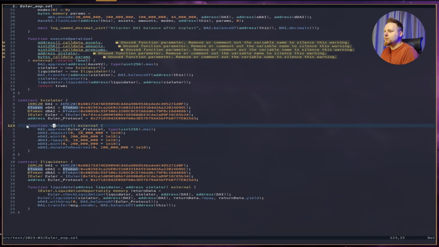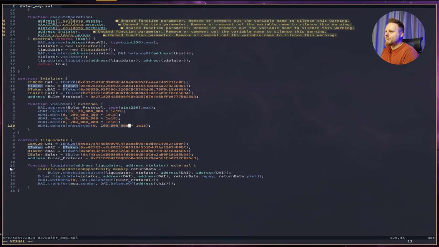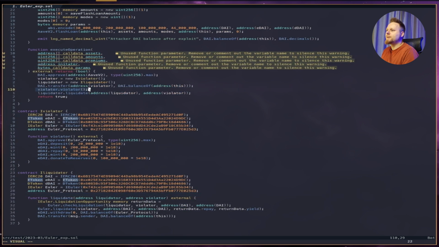So what does the violator do? It deposits 20 million DAI, then mints 200 million DAI, which is like 10x leverage, repays 10 million and mints an additional same amount in the case of this particular hack, and then just donates 100 million of DAI to reserves. And after the violator does his job, it's liquidated.